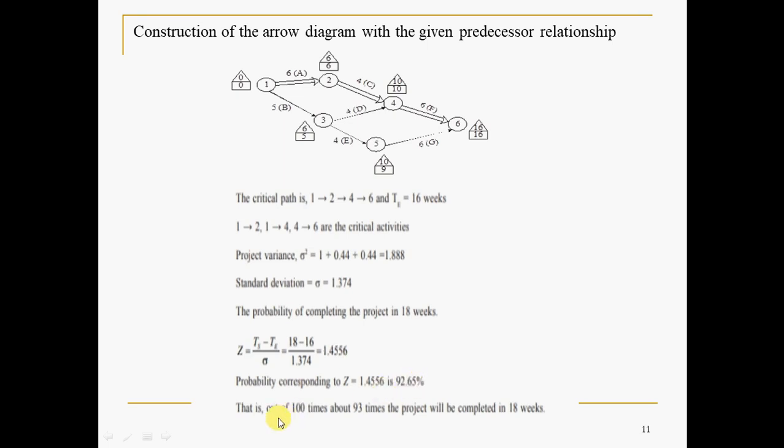So out of 100 trials, about 93 times the project will be completed in 18 weeks. What is the meaning of this probability? If you perform the same project 100 times, 93 times it will be completed in 18 weeks. The probability is high because the actual estimated time is 16, whereas the scheduled time in the question is 18 weeks, which is more than the expected time.